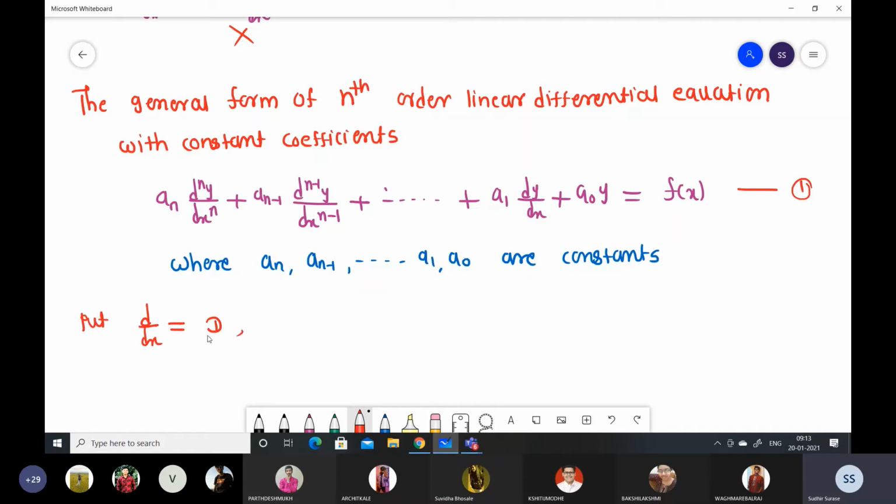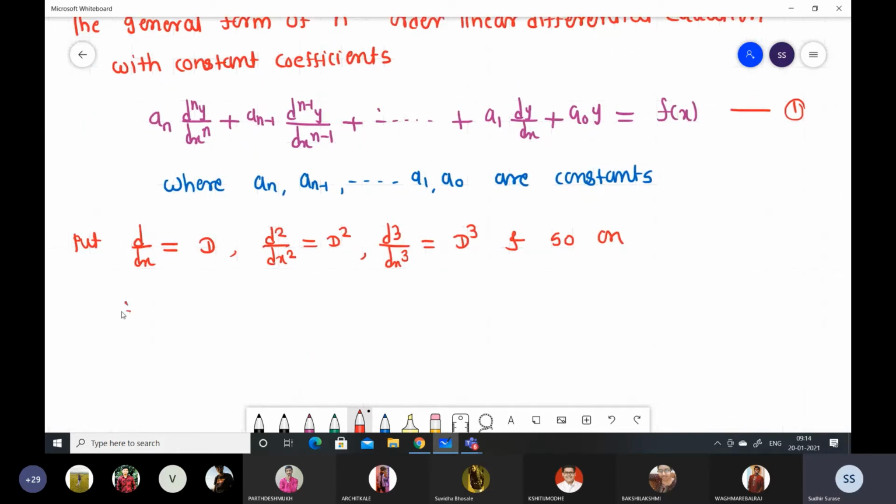So if d by dx is equal to capital D, then d2 by dx square operator will be D square, d cube by dx cube is equal to D cube, and so on. So everywhere I'm going to replace in equation 1. Therefore equation 1 becomes: a suffix n constant I will keep as it is. Now here we can see d to the power n, so it will be capital D to the power n, and y I'll keep as it is. No change in the y.